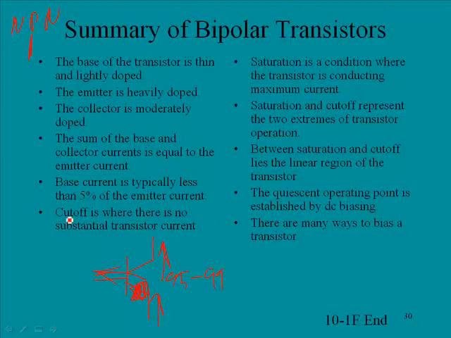Cutoff is where there is no substantial transistor current. Saturation is a condition where the transistor is conducting maximum current. Saturation and cutoff represent the two extremes of transistor behavior, and these are what is used in digital circuits. Between saturation and cutoff lies the linear region of the transistor, and this is where we would have amplification. The quiescent operating point is established by DC biasing, and there are many ways to bias a transistor, and we looked at three of them in this section quite briefly.